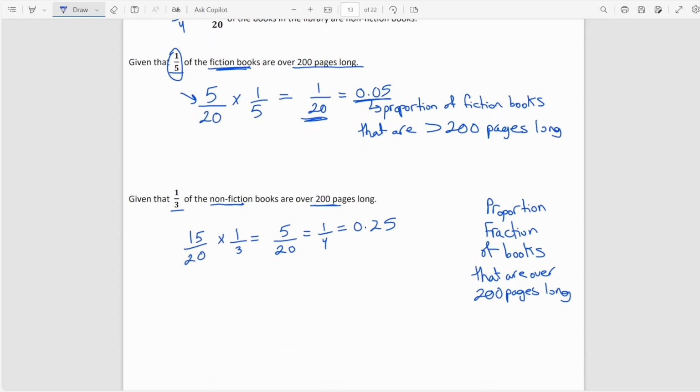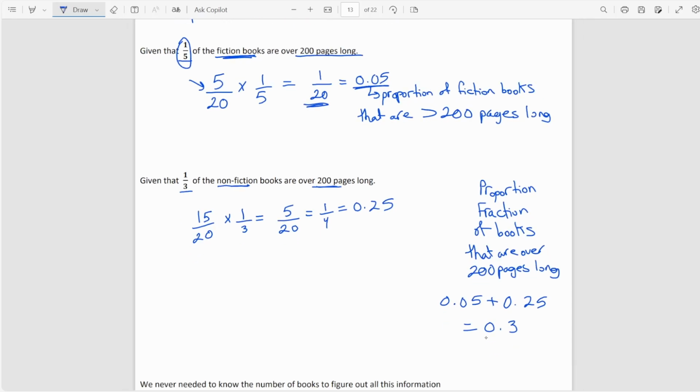Okay? So now, what is the proportion of books that are over 200 pages long? It's going to be 0.05, which is the proportion of fiction books that are over 200 pages long, plus our 0.25, and this gives us 0.3 or 30, it doesn't matter. Okay? So this is how the proportion works. Okay, so now I can tell that 0.3 of my books are over 200 pages long.